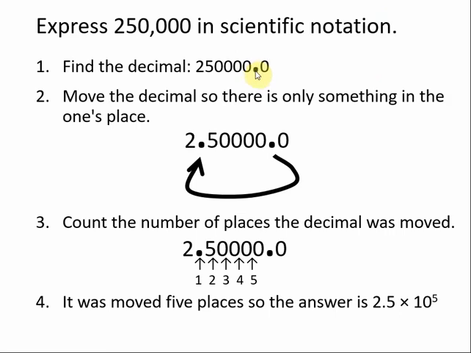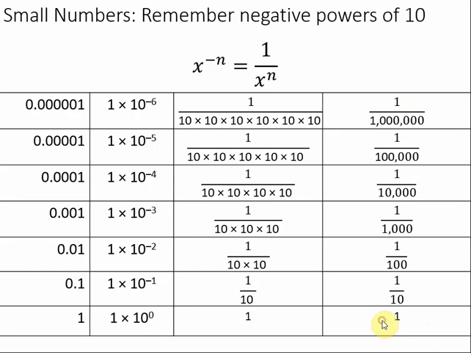Then you see it's a big number, and so we're going to have to move the decimal to the left till we get to the ones place. So move the decimal so there's only something in the ones place. You have to count how far you moved the decimal. We moved it 5 places. So the answer is 2.5 times 10 to the 5th. We took this number and put it into scientific notation.